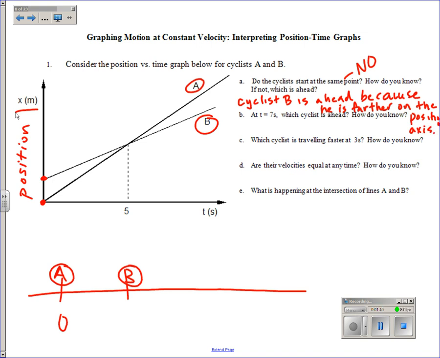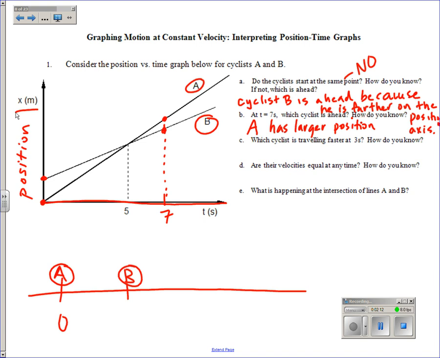At 7 seconds, which cyclist is ahead? Well, now we have to go to our time axis, our horizontal axis, and estimate where 7 seconds is. If we do that, if we draw a vertical line straight up and down, we can clearly see that cyclist A is ahead. A has a larger position, or farther from the origin.